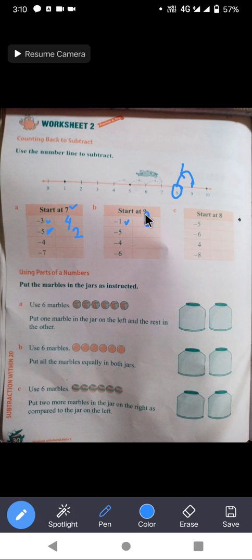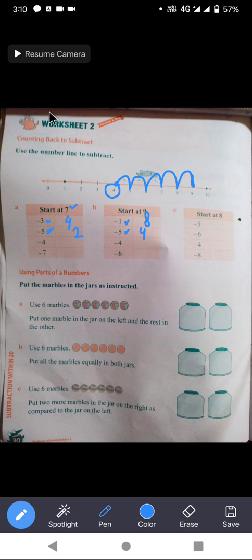Now next 5, we have to subtract 5 from 9. Again we have to start from 9 and we have to move backward 5 times. So 1 2 3 4 5. After moving 5 steps backward we will reach 4. 9 minus 5 is equal to 4. I hope you have understood this now.